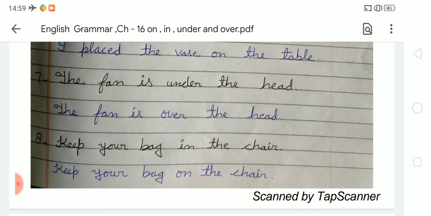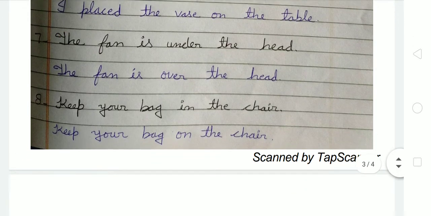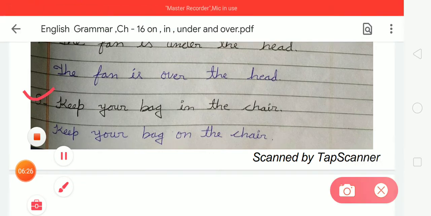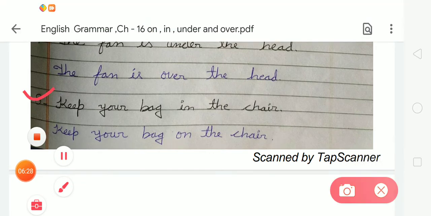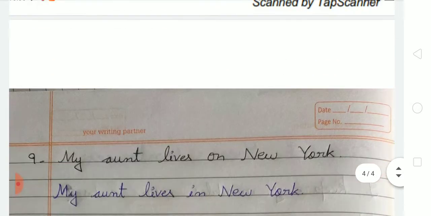Now come to the next. Next, in number 8. Number 8 is, keep your bag in the chair. Keep your bag in the chair. So the word in is incorrect. We have to use the word on. Keep your bag on the chair. Okay student. Now come to the next.